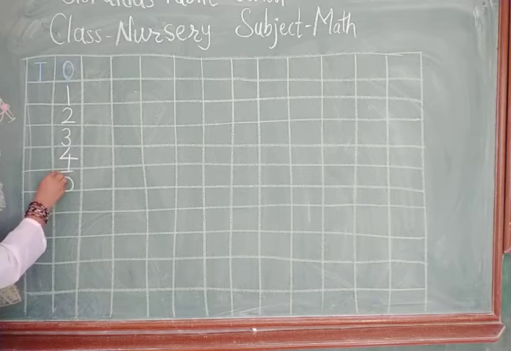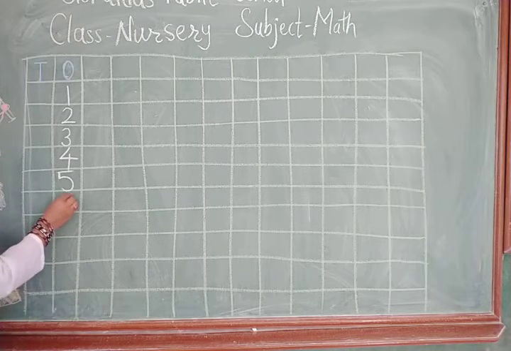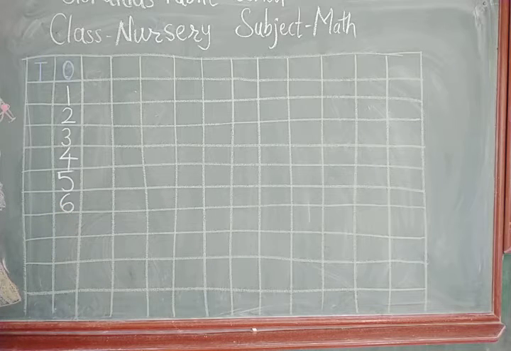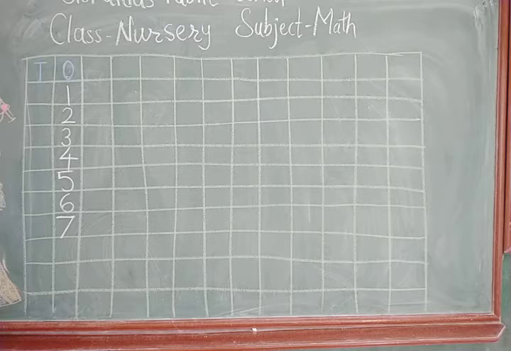Number 5. Number 6. 1, 2, 3, 4, 5, 6. And after number 6, which number comes? Number 7. And how to make number 7? One sleeping line and one slanting line make number 7.